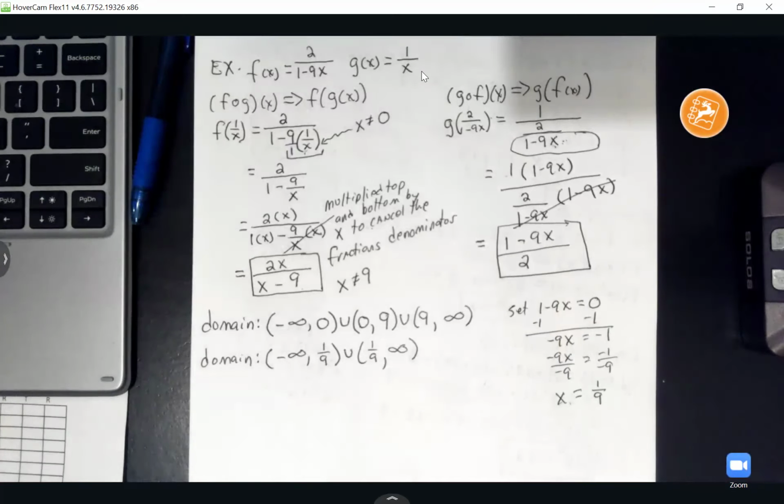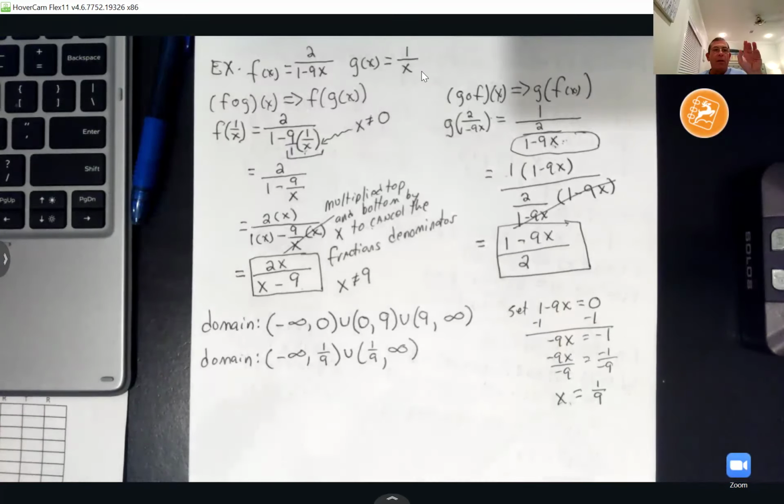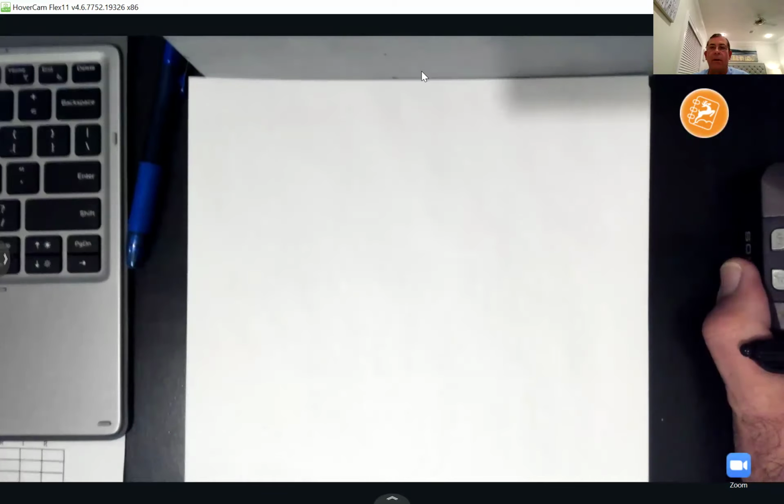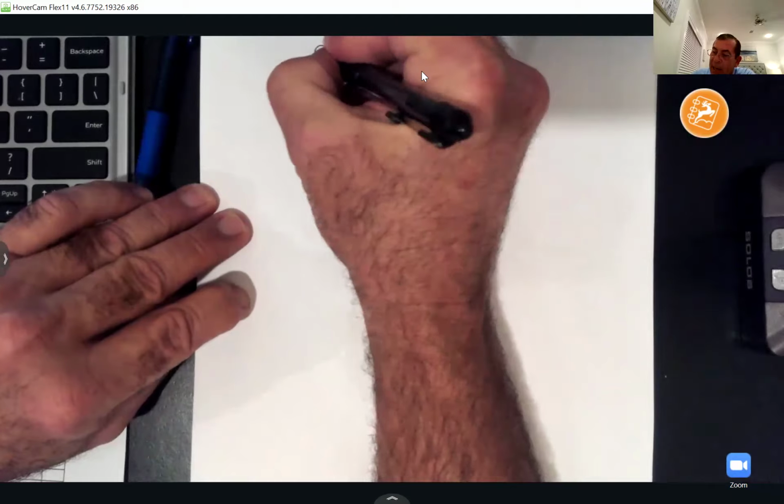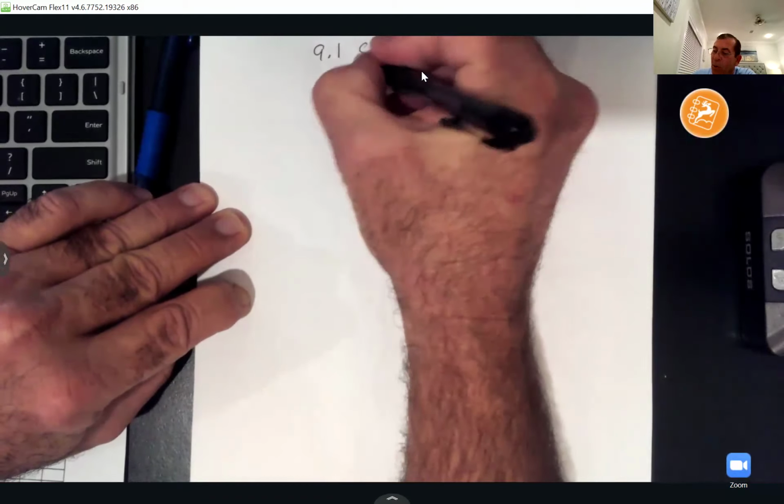All righty, so that is our college algebra 9.1. Now I'm going to show you the support problems. On the support, they had two problems we had to do. So this will be 9.1 support.